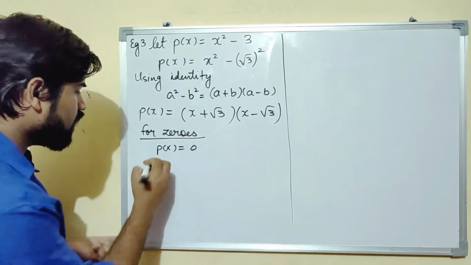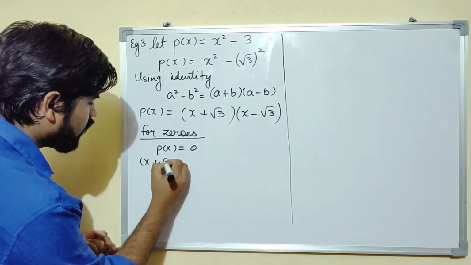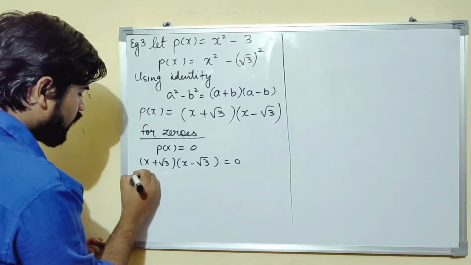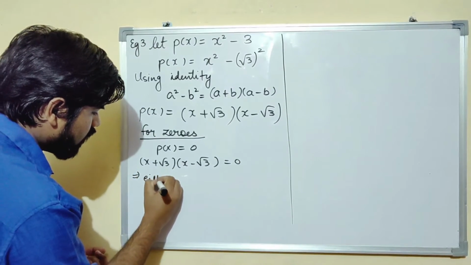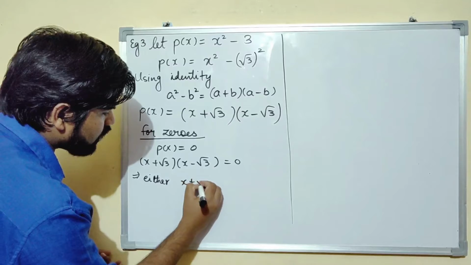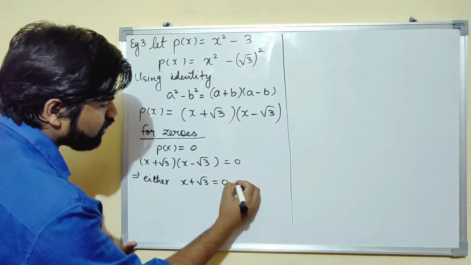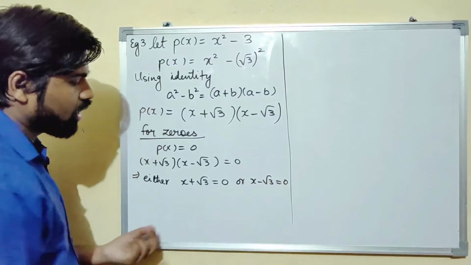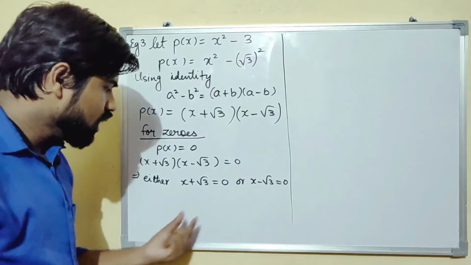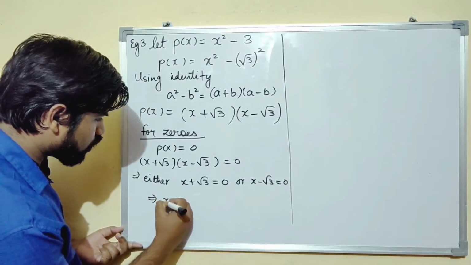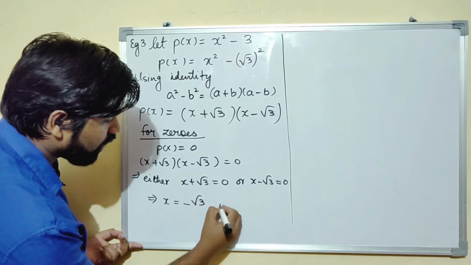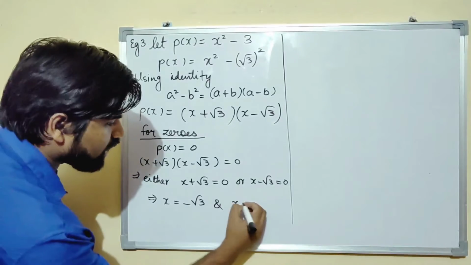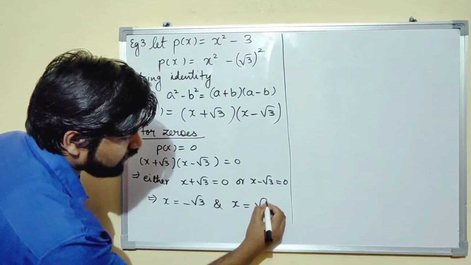Now put the value of p(x) here. (x + root 3)(x - root 3) will be equal to 0. This implies that either x + root 3 is 0, or x - root 3 is equal to 0. If x + root 3 is 0, that means x will be equal to minus root 3, and if x - root 3 is equal to 0, you will get the value of x as root 3.